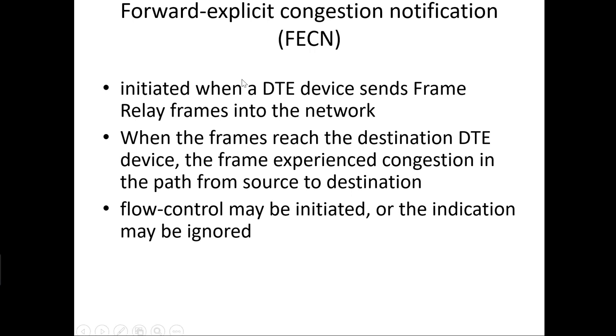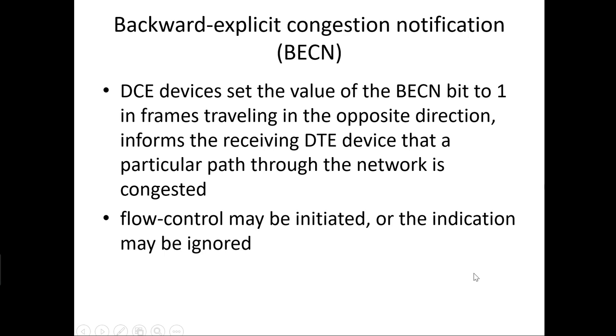So it is initiated when the frame is being sent from a DTE device. When the frame reaches the destination, it can understand that some congestion has happened in the network. That indication will be there in the frame. With that it can be understood and flow control can be initiated. Otherwise it can be ignored also. So that is the forward explicit congestion notification.